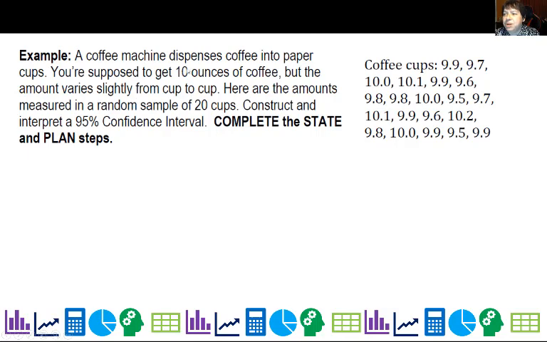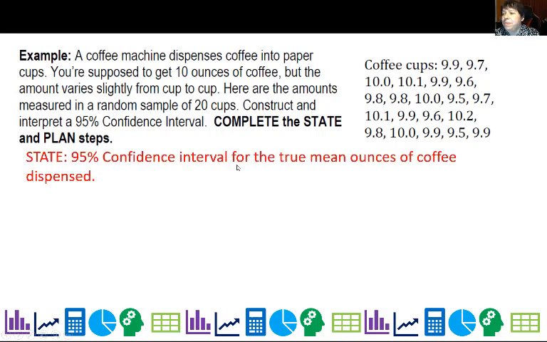We have a coffee machine that dispenses coffee into paper cups. You're supposed to get 10 ounces of coffee, but the amount varies slightly from cup to cup. Here are the amounts measured in a random sample of 20 cups. Construct and interpret a 95% confidence interval. So they want a 95% confidence interval for the true mean ounces of coffee dispensed. So our plan is to do a one sample t-interval for the mean.